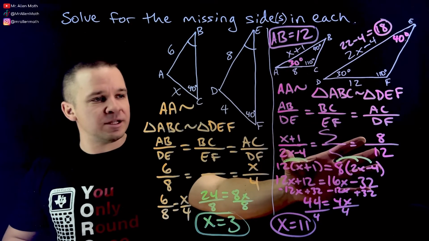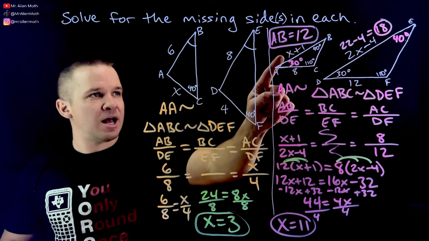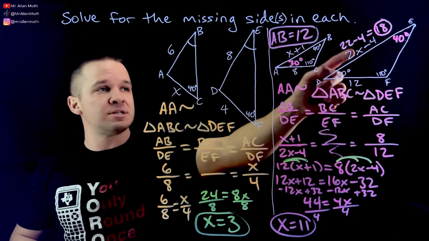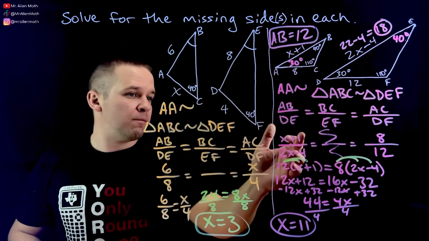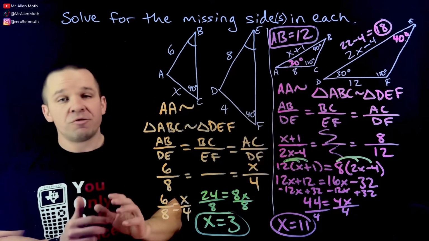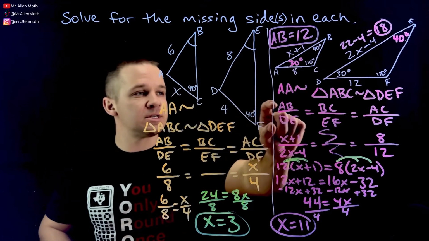Again, you could go right to this part right here where you just have, okay, I've got x plus 1 over 2x minus 4. I know those are corresponding sides. They're both across from the same angle. And then I've got 8 over 12. They're both across from the 40. I compare those up. That's cool. But again, if you're struggling, I would set up your proportion here.